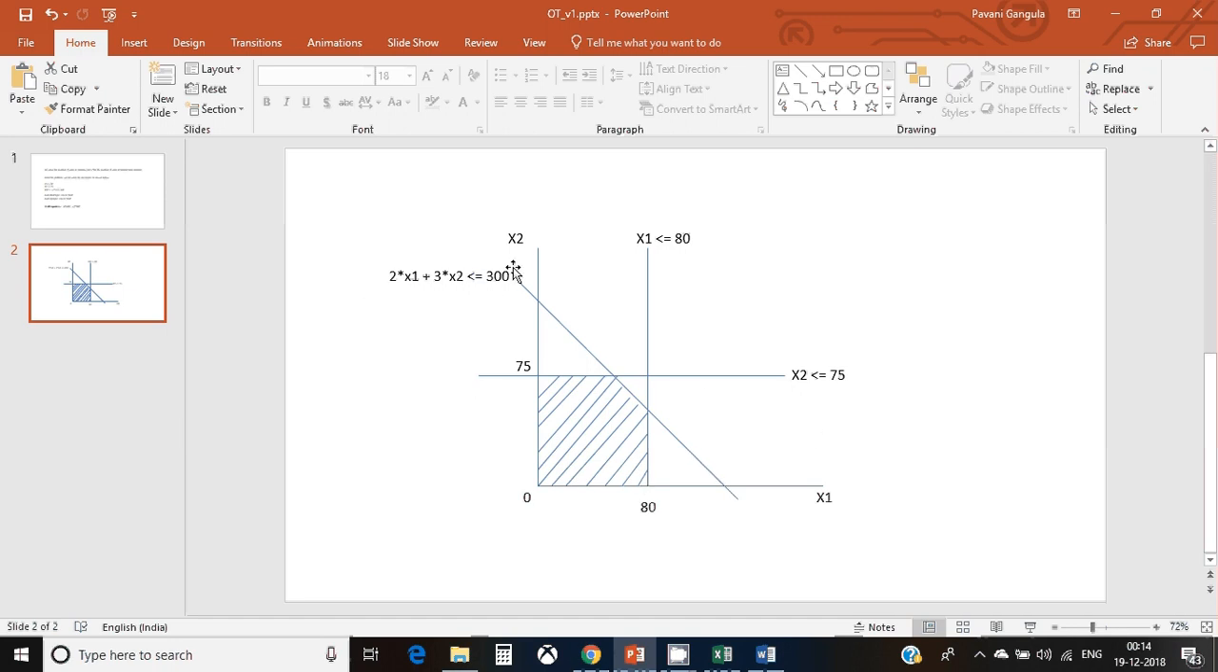And for this particular constraint, that is the total number of working hours, 2x1 plus 3x2 cannot be more than 300. It can be represented by this slanting line. If we consider all the three constraints combined, the feasible region will be the shaded part here. Our optimum solution should also lie in this shaded region. Let's try to figure out what that optimum solution is using Excel.